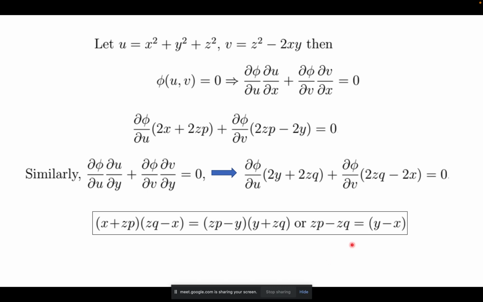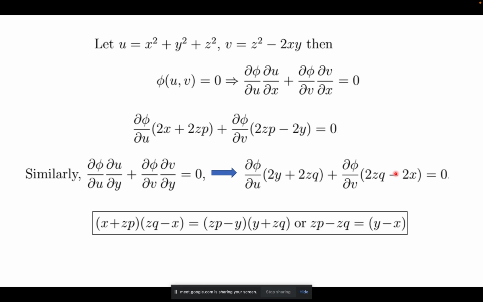So for the given function, the partial differential equation will be zp minus zq is equal to y minus x. Again, I hope you got the idea of how to form the partial differential equation by using the method of arbitrary constants or the method of arbitrary functions. Here I covered 4 problems where I showed how to form the partial differential equation using these 2 methods, arbitrary constant as well as arbitrary function.